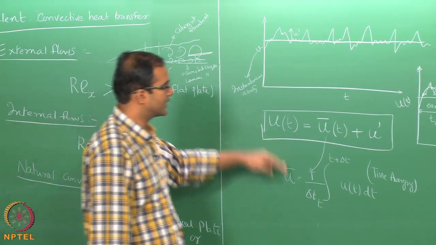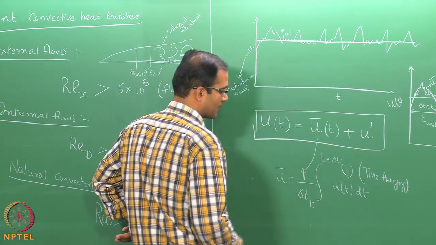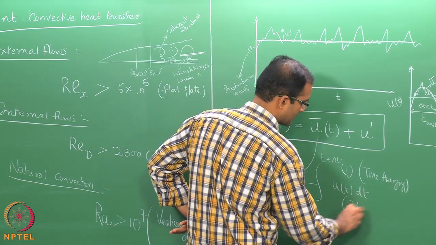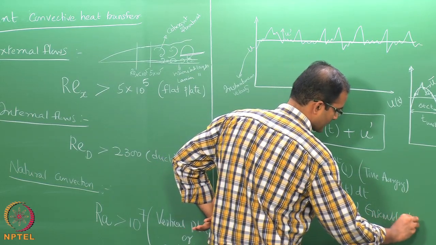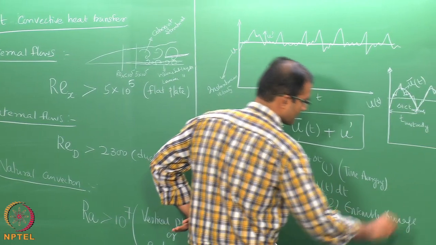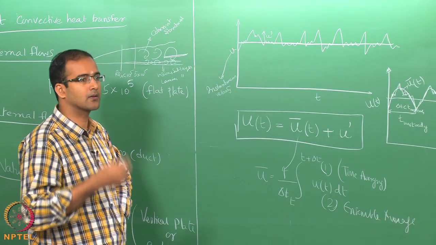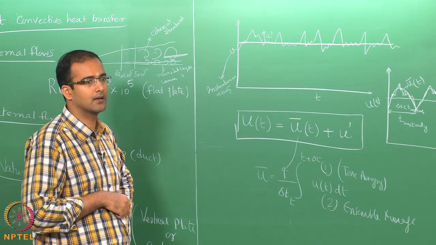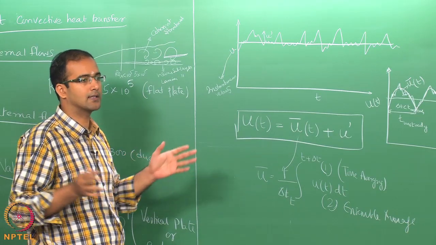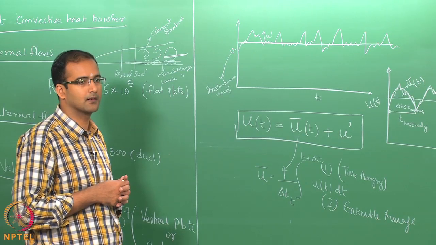Now there are different ways of doing this averaging. So what I have described here is time averaging. You can also do what is called ensemble average. That means you take certain data at a certain location, you repeat it again, you repeat it again, you repeat it again. So you have several sets of data, okay, and then do a statistical averaging of all these different repetitions. So that is called ensemble averaging, okay.